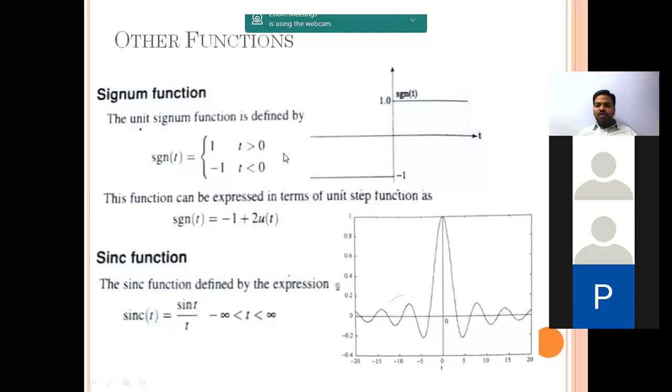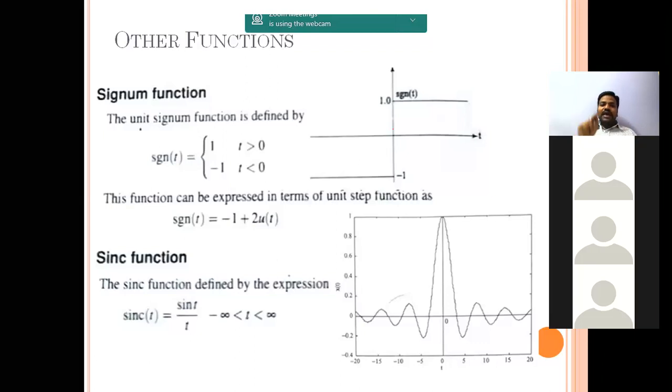Can anyone tell me why in this particular case 0 is not included? When t equal to 0, it is 0, sir. Yes, but you need to define it in another way. So at t equal to 0, what is signum of t? For t greater than 0, signum of t is equal to 1, and for t less than 0, signum of t is equal to -1. But t equal to 0 has not been included.